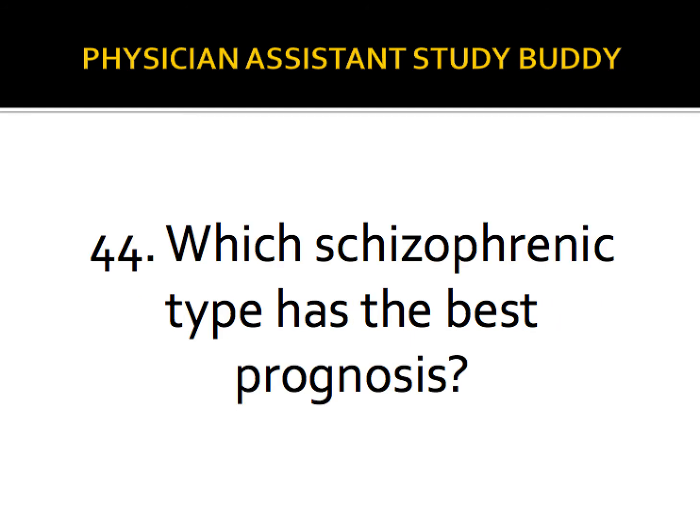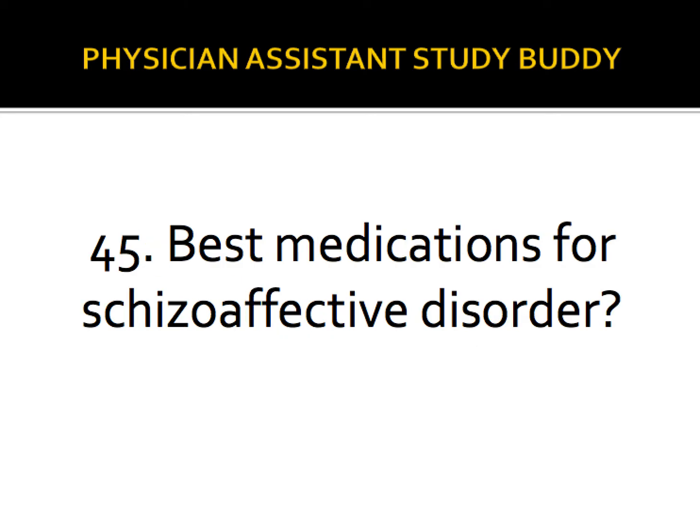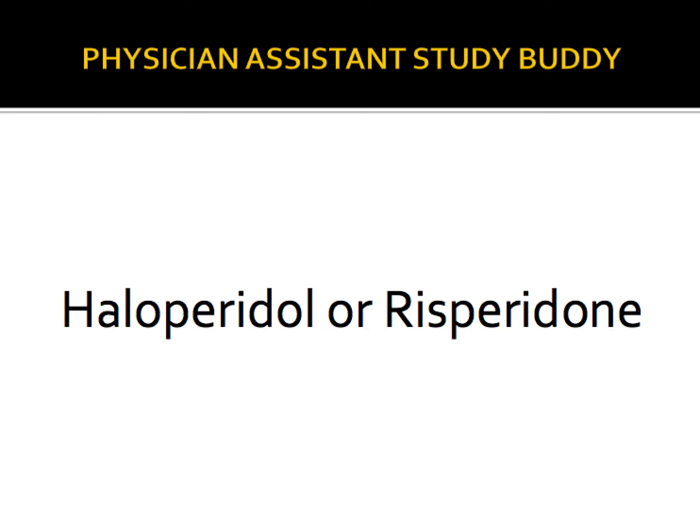Which schizophrenic type has the best prognosis? The best prognosis is in schizophrenic patients of the paranoid type, and the worst is the disorganized type. Best medications for schizoaffective disorder: haloperidol or risperidone.